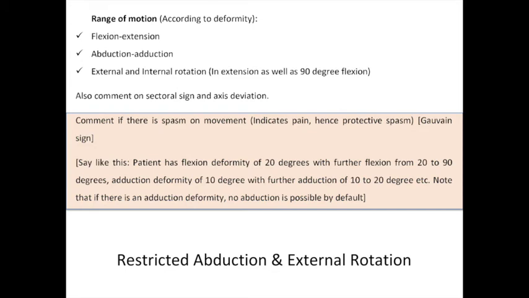So if there is a deformity associated, the way of describing is 10 degrees adduction deformity with further 30 degrees of adduction possible on the involved side. And remember the deformities which are there in a trochanteric fracture.